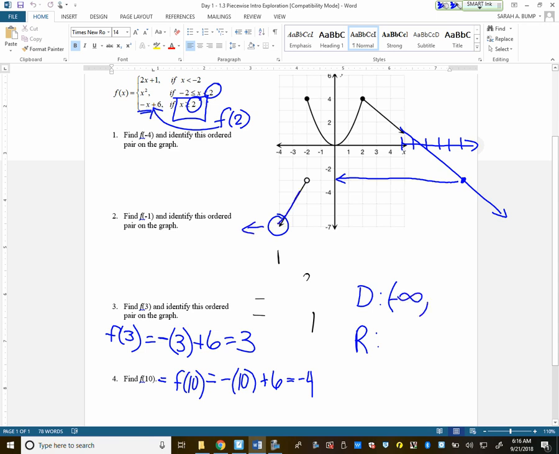And as I come up I see a hole here at -2, but if I look above it, there's a point at -2. That means I don't have to stop and exclude -2. I can just keep on going because -2 is part of my graph, and I just keep on going until positive infinity. So this particular domain has no restriction.